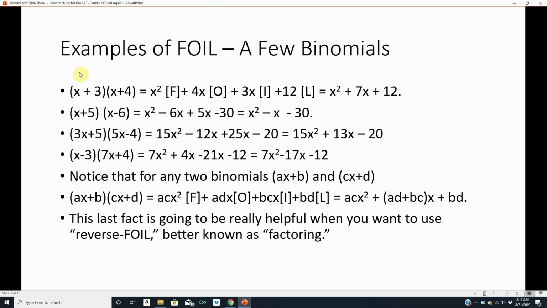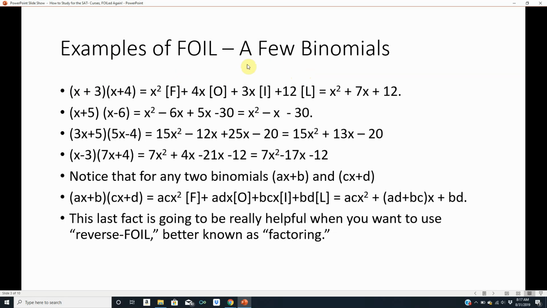Then we have the outer, so that's x and 4, so that's 4 times x, or 4x. So those are the outer terms. That's why I put an O there. Inner is 3 times x. 3x is going to be I, the inner terms. And then 3 times 4 is 12. Those are the last terms, so L is 12. So FOIL. Obviously, these things in brackets are just notes for you to see where the first, outer, inner, and last terms went.